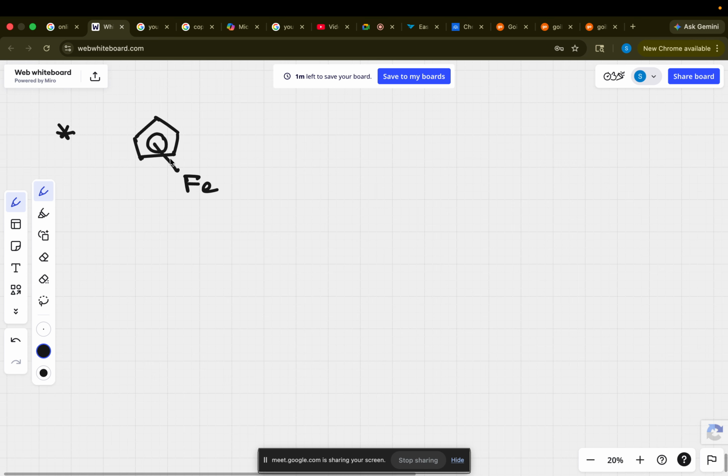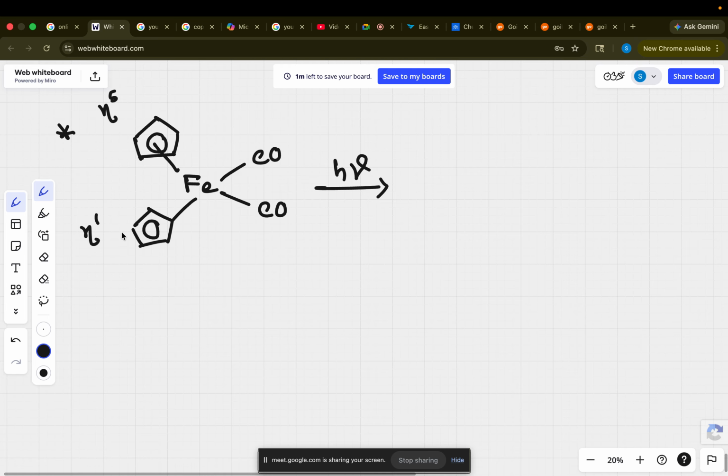So this is one cyclopentadienyl ring. In presence of hν, what will happen? One thing you have to notice here: this cyclopentadienyl, I am drawing from inside the ring, so that means it is your eta 5. All 5 carbon atoms are donating electrons to the metal center, and here only one carbon center is attaching, so that is basically your eta 1. Eta 5 and eta 1.